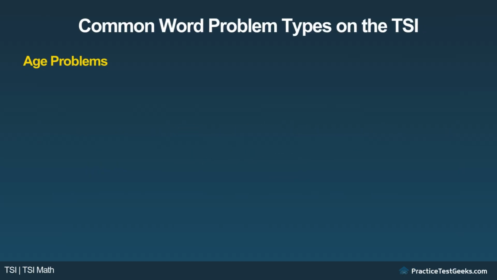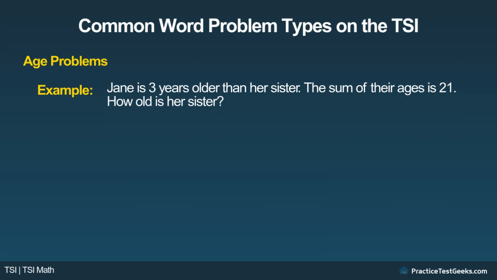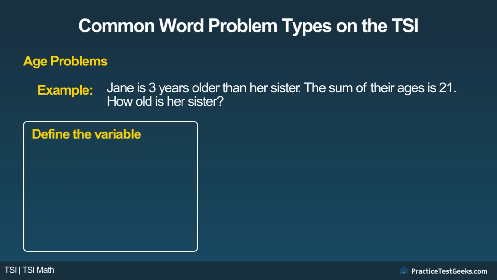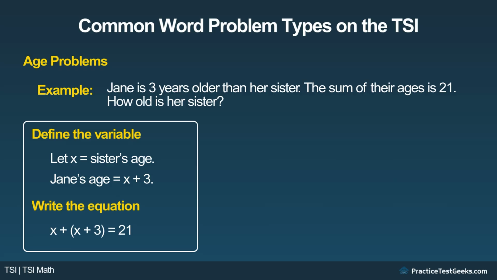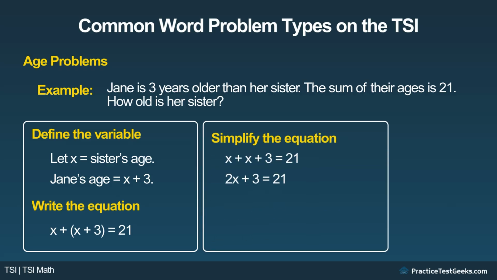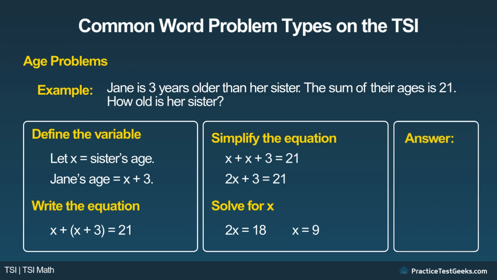Age problems. Example. Jane is 3 years older than her sister. The sum of their ages is 21. How old is her sister? Define the variable. Let x equal sister's age. Jane's age is x plus 3. Write the equation. Simplify the equation. Solve for x. Subtract 3 from both sides. Divide by 2. Answer. The sister is 9 years old and Jane is 12 years old.